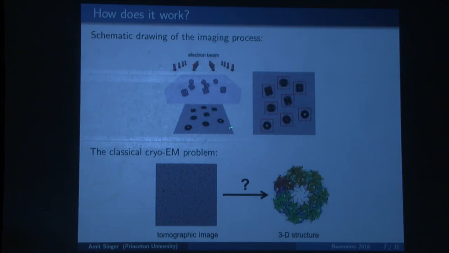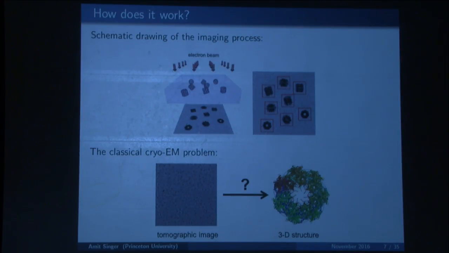So the first step is to do some kind of image segmentation, to do particle selection or particle picking from a big micrograph. And then you take those 2D particle images, and the classical cryo-EM problem is to estimate the 3D structure from those noisy micrographs.